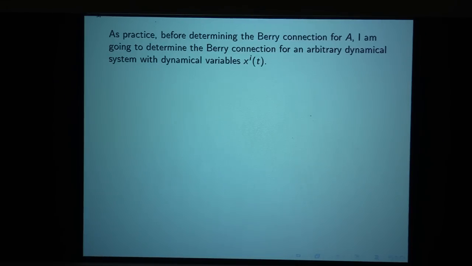Now, we're going to practice before we get to the special case of Chern-Simons. We're going to practice by considering an arbitrary system in which we don't really have to distinguish a quantum ground state from a classical ground state. Any system in which quantum mechanics is not important in describing the ground states.